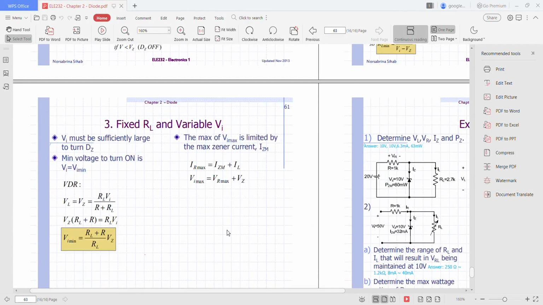Since IL is fixed at Vz over RL, and Izm is the maximum value of Iz, the maximum Vin is defined by Vin max equals VR max plus Vz. Or we can say Vin max equals IR max multiplied by R plus Vz.